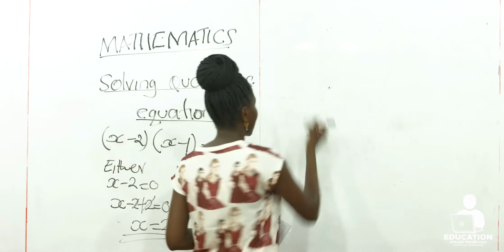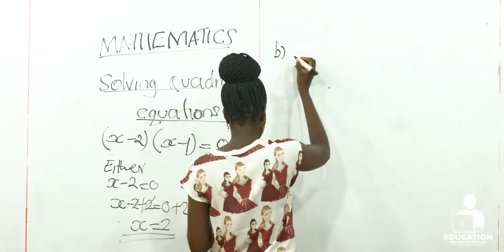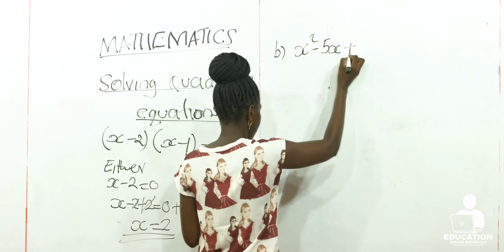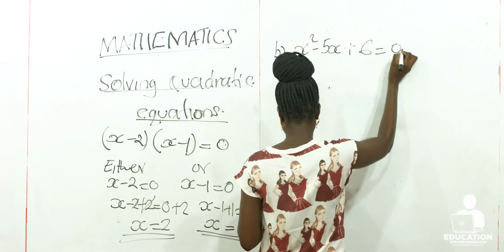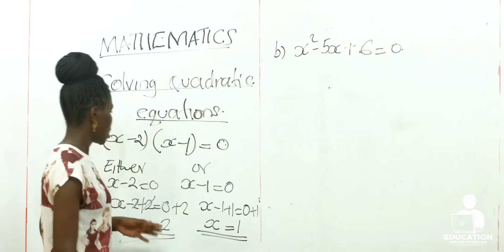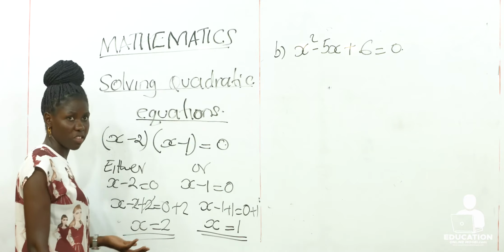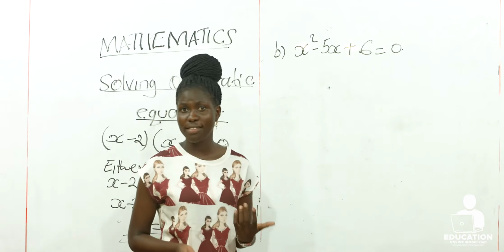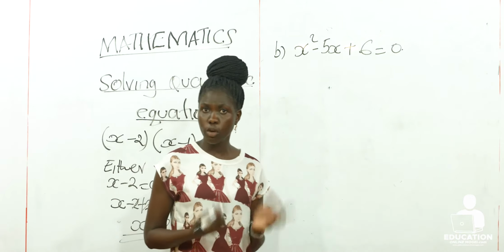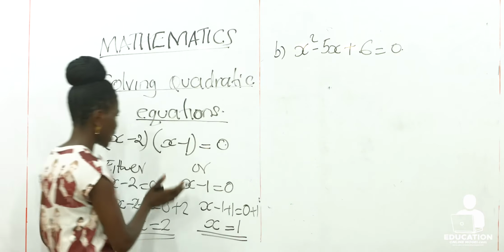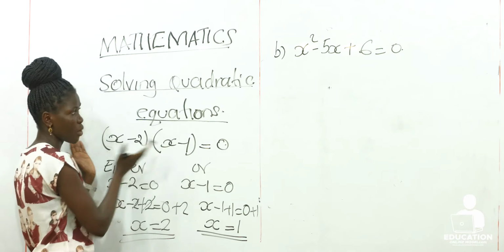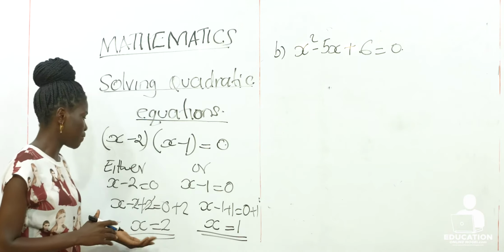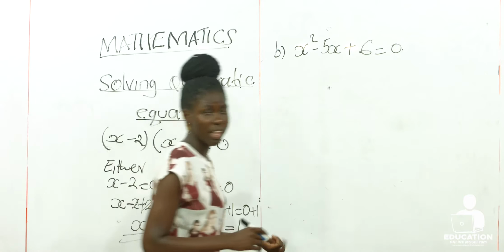Let's work out the second example, which is example B. It says x squared minus 5x plus 6 is equal to 0. Remember, when we talked about expressions in the previous lesson, we said when you are factorizing expressions, you end with two factors in their brackets. This would have been where we would end. But when it comes to quadratic equations, since it's equated to 0, you go further and get the final values of the unknowns in the equation.